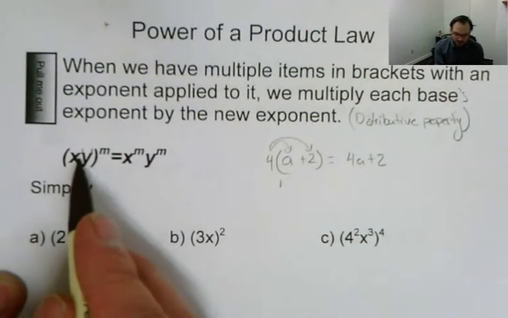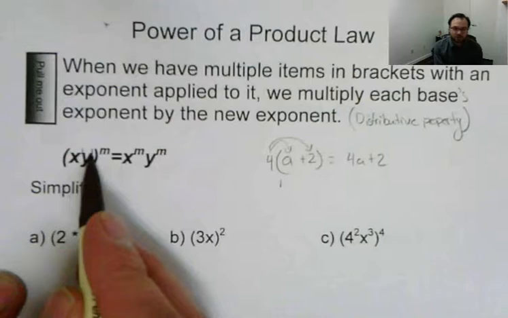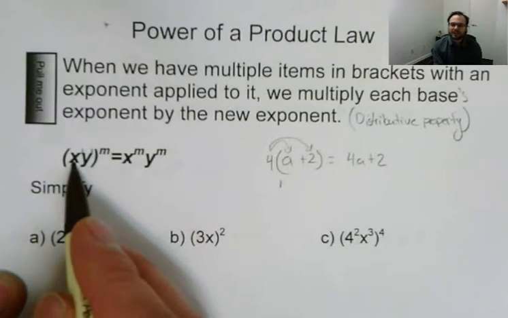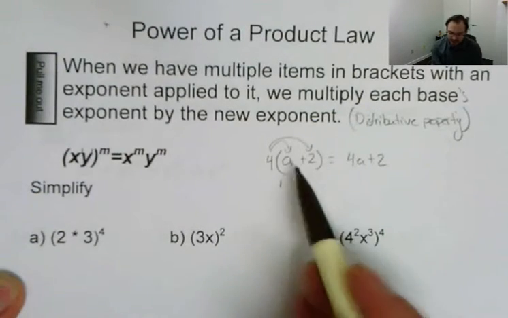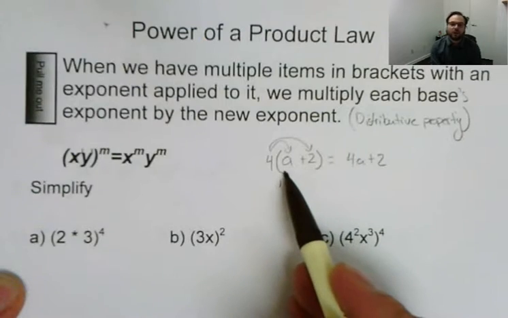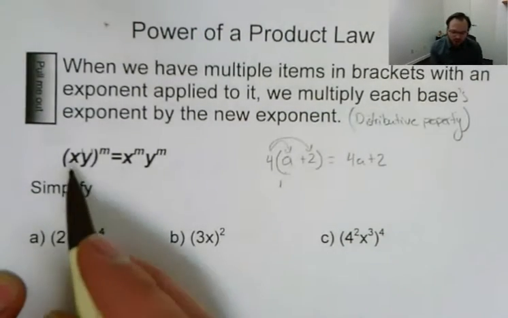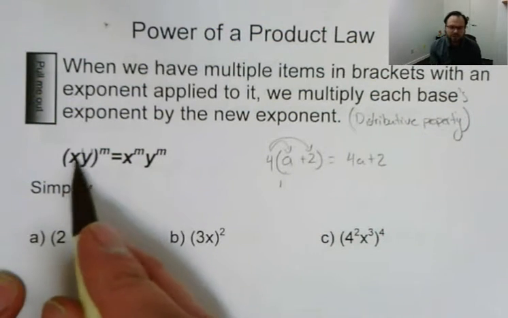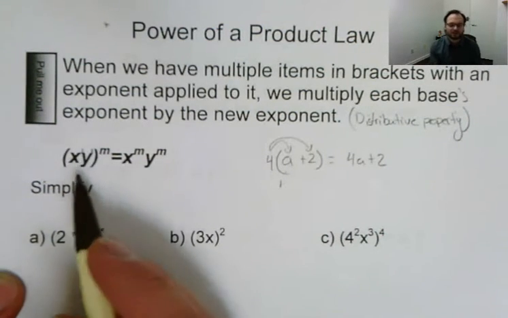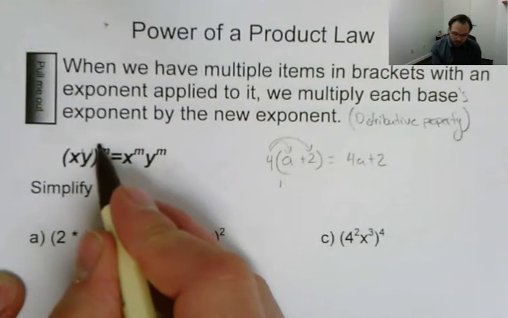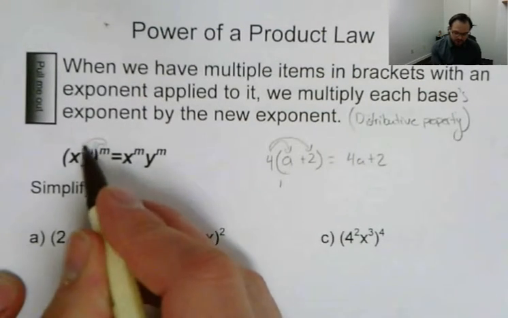Now if you remember, this here is like saying 1 plus 1. But we cannot add these because there are different bases. Just like the a and the 2, we cannot add them because one is a variable and the other is a constant. So same thing here, we can't add these because there are different bases. So we have to use the distributive property to multiply this m into both.